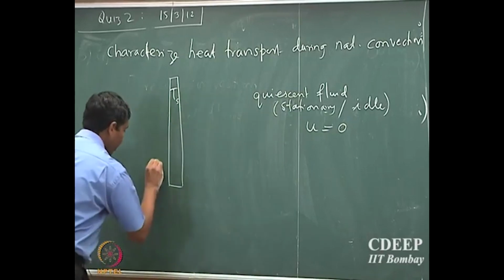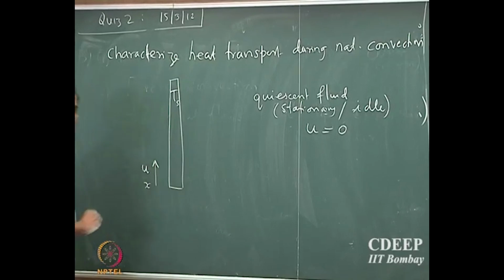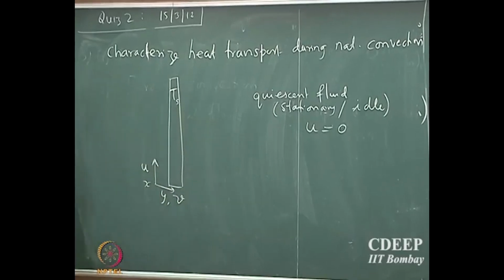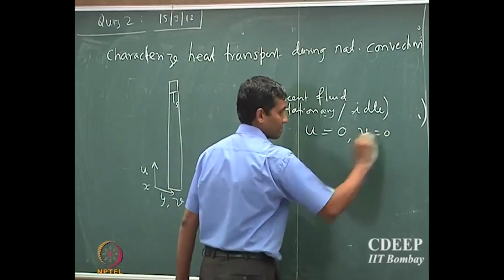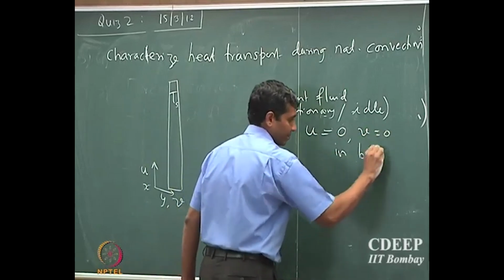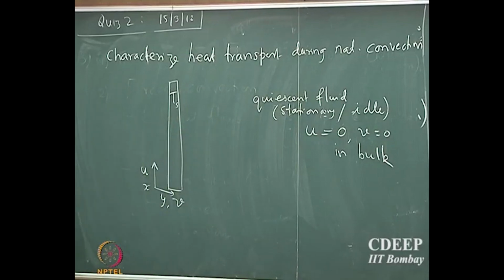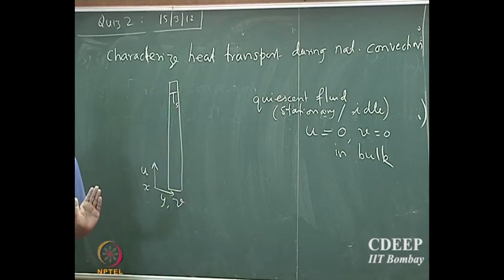So if I give coordinates now, if this is my x direction and u is my x component velocity, and this is y direction, v is my y component velocity, then both u and v are 0 in bulk. But then what happens to the fluid which is close to the plate?